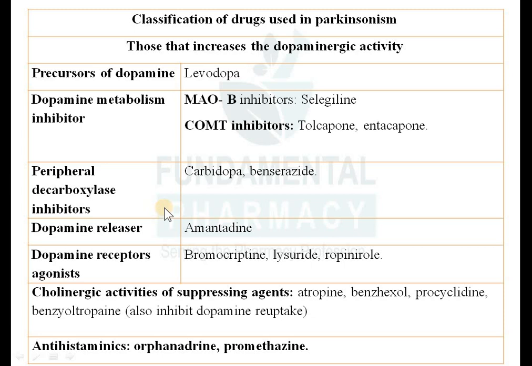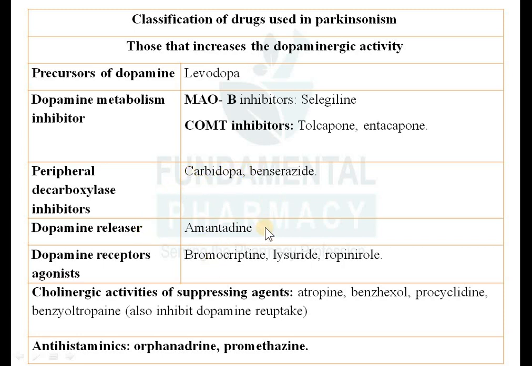So next target will be peripheral decarboxylase inhibitor. Peripheral dopa decarboxylase inhibitor. Now peripheral means what? So just imagine there are two compartments. One is a central compartment, one is a peripheral compartment. Central compartment means brain, peripheral means बाकी का जो आपका blood वगैरह है. So peripheral dopa decarboxylase inhibitors: carbidopa is there, benserazide is there. Benserazide and carbidopa, these are the peripheral dopa decarboxylase inhibitors.